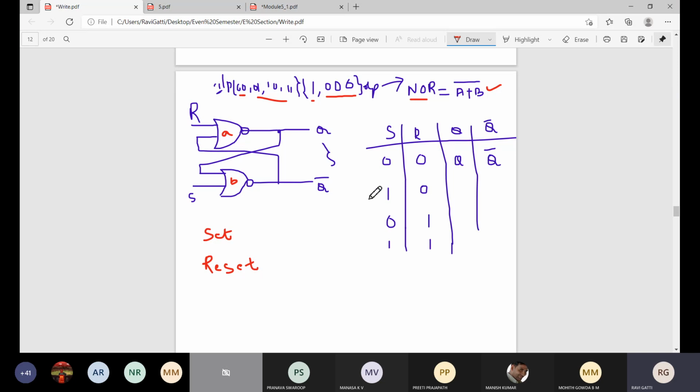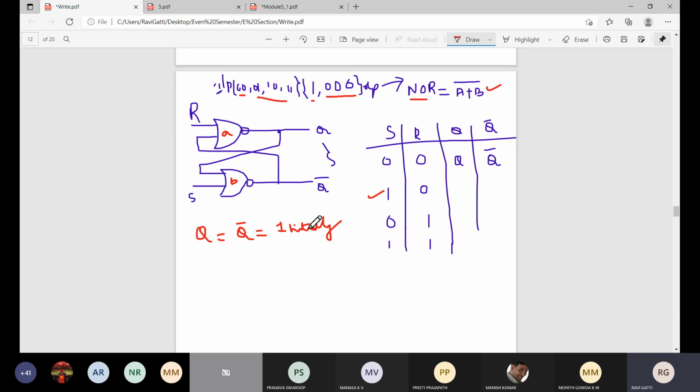Let us try to understand what happens to this circuit when I give S equal to 1 and R equal to 0. Initially, some values will be there in Q and Q bar, but since we are starting, we don't know what those values are. Let us assume that we don't know the initial values of Q and Q bar.